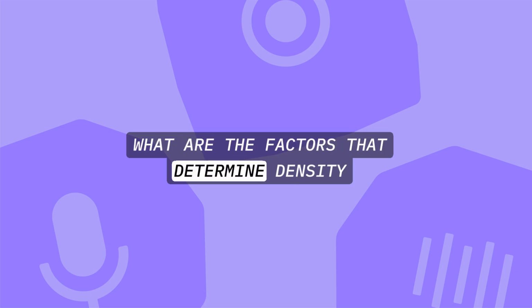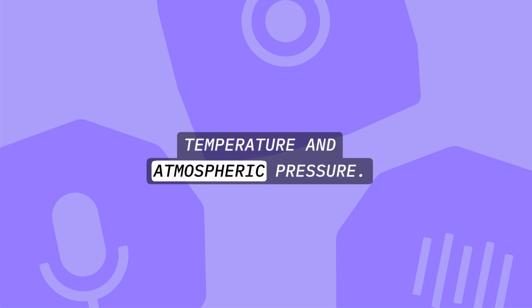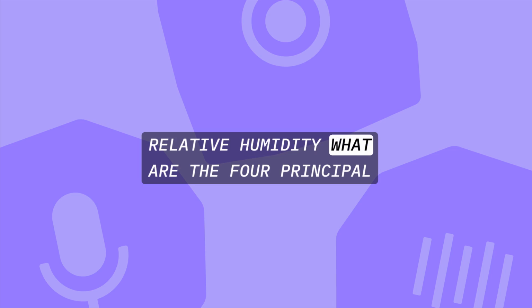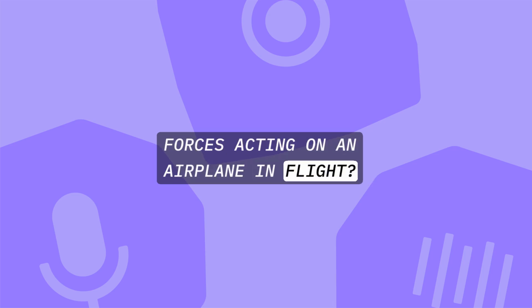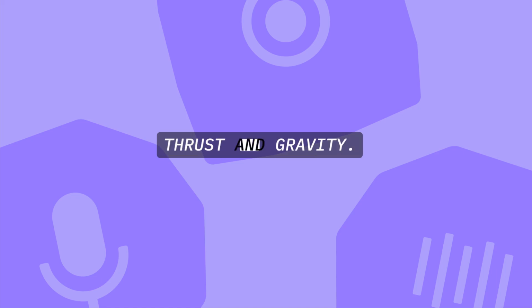What are the factors that determine density altitude? Temperature and atmospheric pressure. What is the term used to describe the ratio between the amount of moisture actually present in the atmosphere as compared to the amount the air could hold if it were completely saturated? Relative humidity. What are the four principal forces acting on an airplane in flight? Lift, drag, thrust, and gravity.